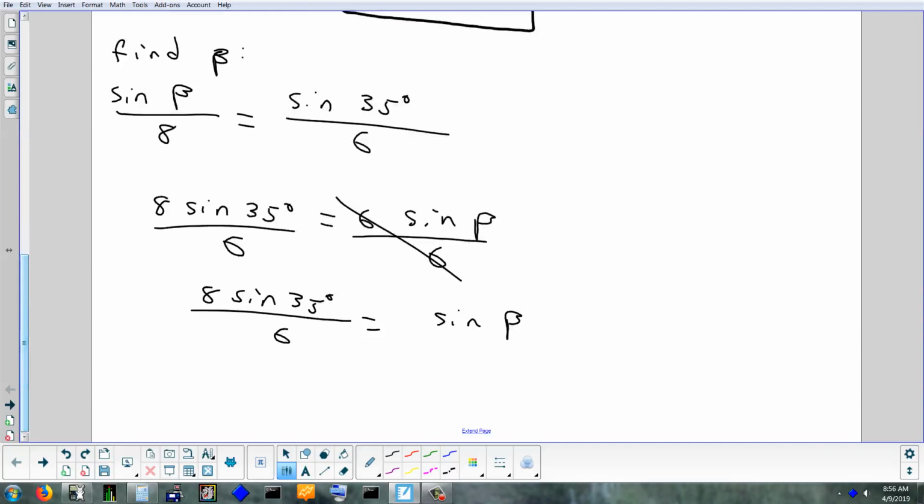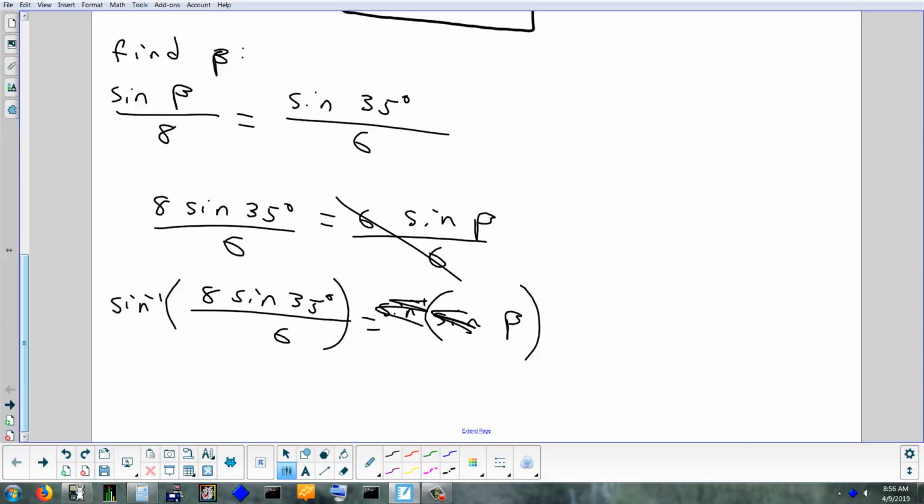Now I want to get rid of sine. Remember, sine is not arithmetic, it's a function. So you've got to use a function that cancels it out. What's the opposite of sine? Inverse. Yep. So we take the inverse sine of what's on the right. Those cancel. Inverse sine of what's on the left.